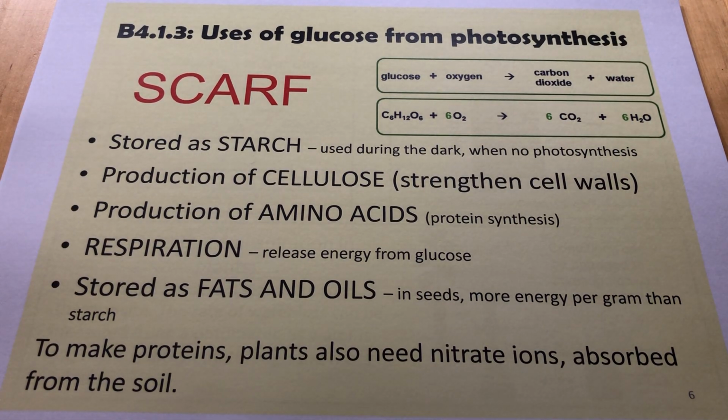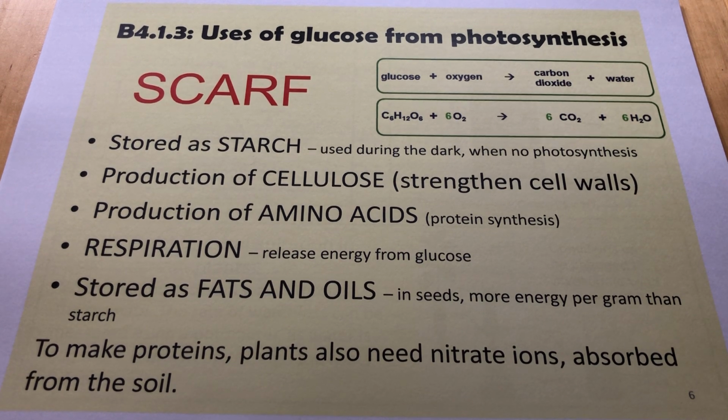Okay, so we've talked about already photosynthesis, making glucose, and we know that that glucose is used as a food for the plant. It actually has 5 uses in the plant. And once upon a time, a few years ago, I was writing this out and I realised I'd spelt the word scarf, which is why we're going to use scarf to remember the uses of glucose from photosynthesis.